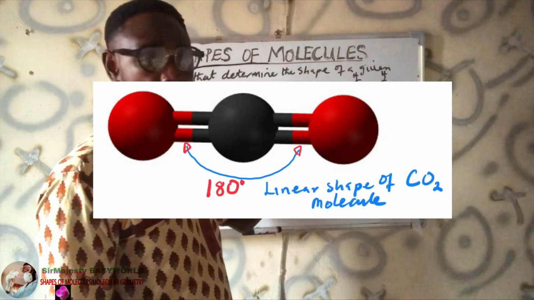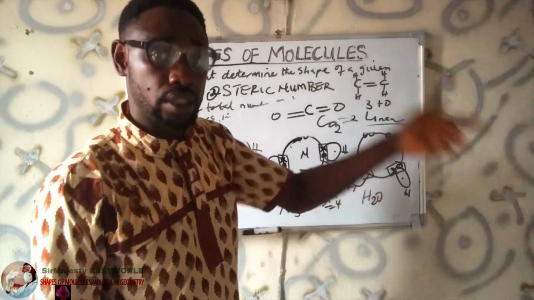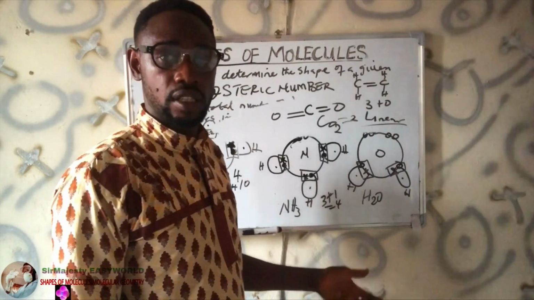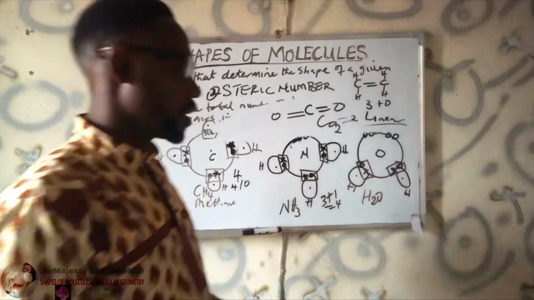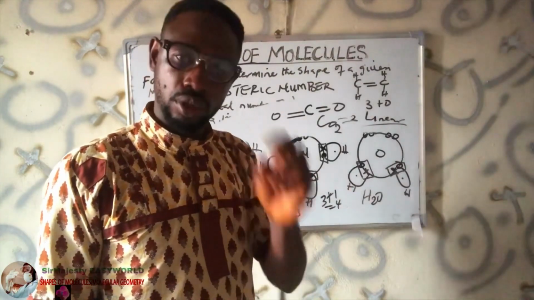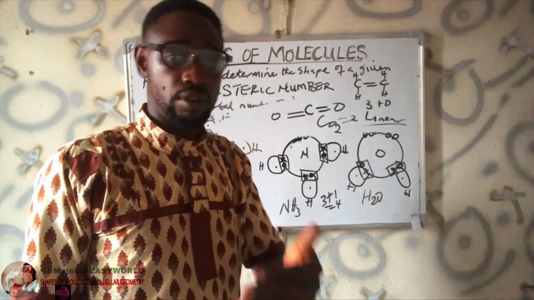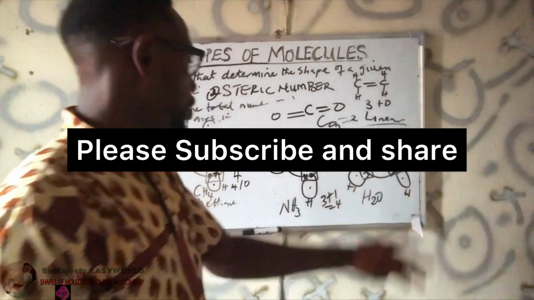Lest I forget, the bond angle in trigonal planar shaped molecules is 120 degrees. But in trigonal pyramidal it is 107, which is less than that of trigonal planar. I will explain that under the valence shell electron pair repulsion theory. Why do we have trigonal planar and trigonal pyramidal? It is the theory that will explain such possible shapes.